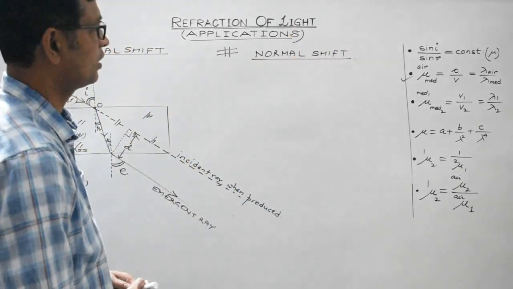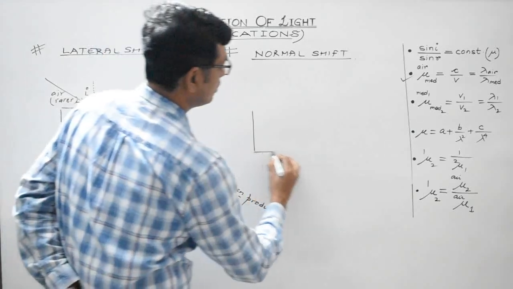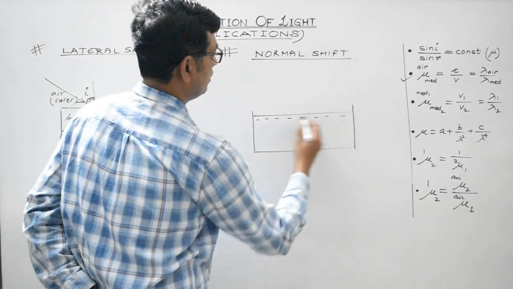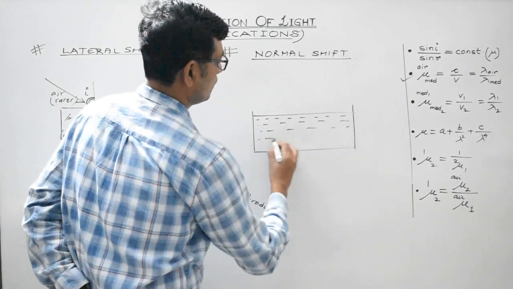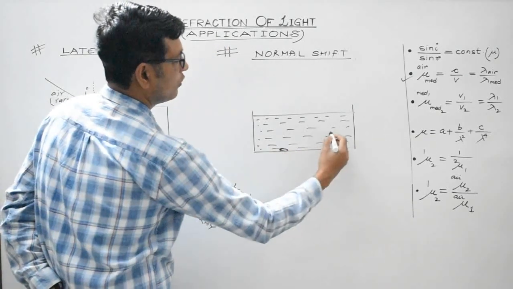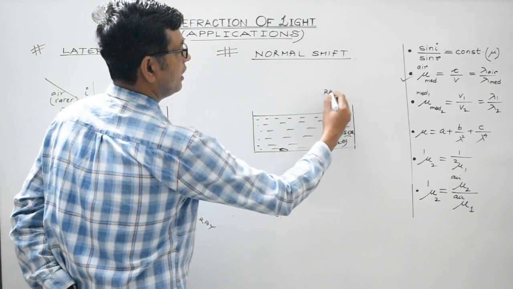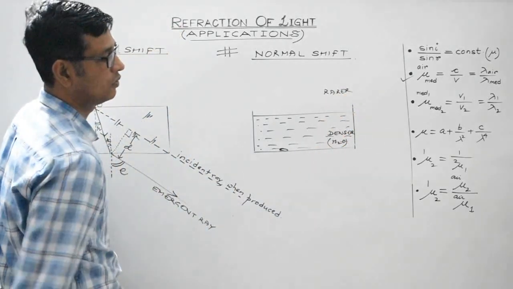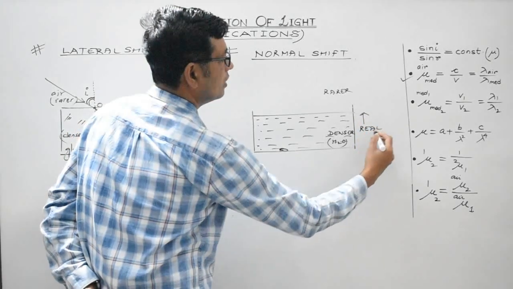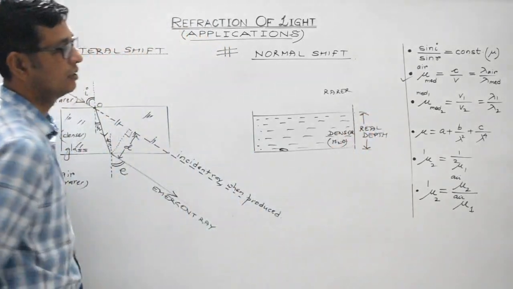I will explain this phenomenon with the help of this ray diagram. Please do concentrate. Suppose this is a water tank I am talking about. This is the surface, this is water. Suppose a coin is placed over here. Obviously, this being water, it will be a denser medium. This is water, and this is air, the rarer medium. And this is the coin. This will be the real depth of the coin.